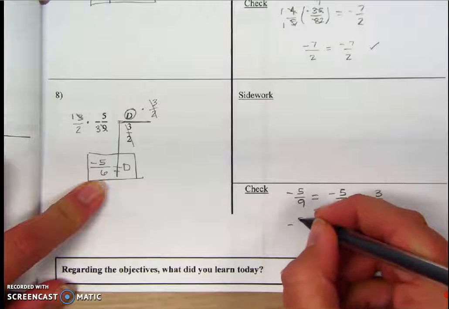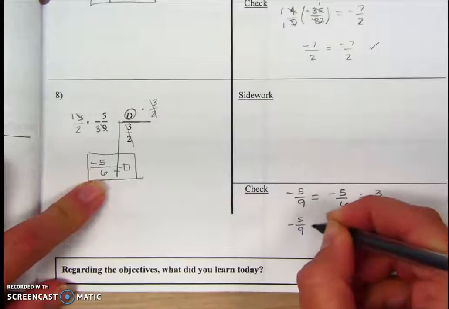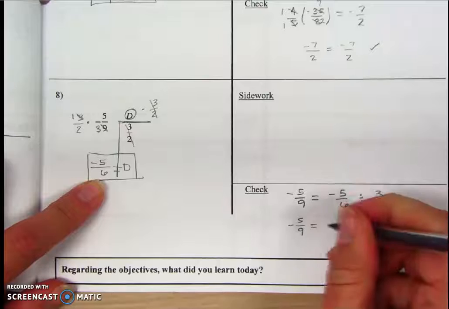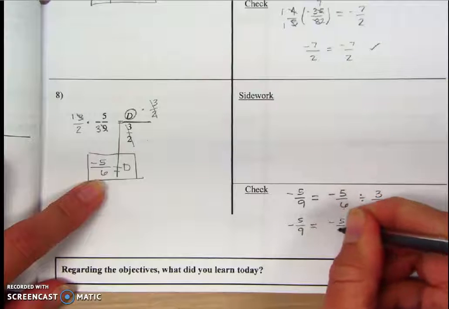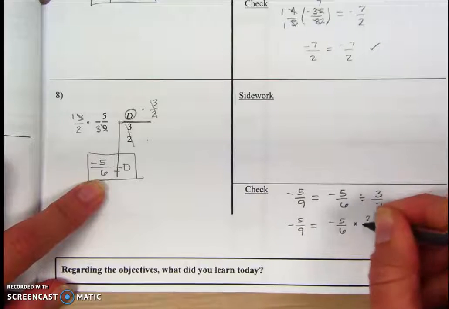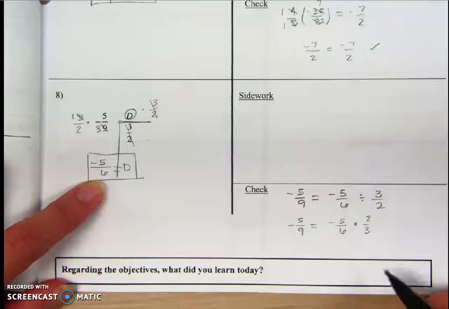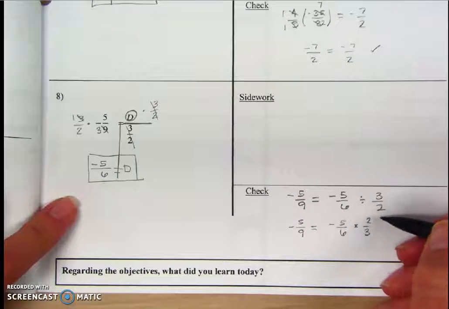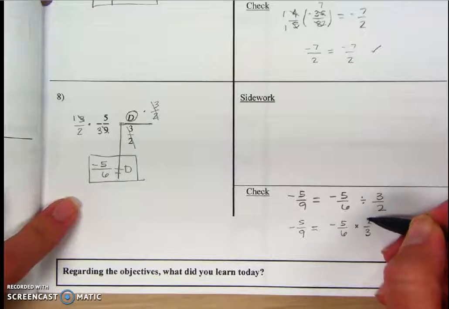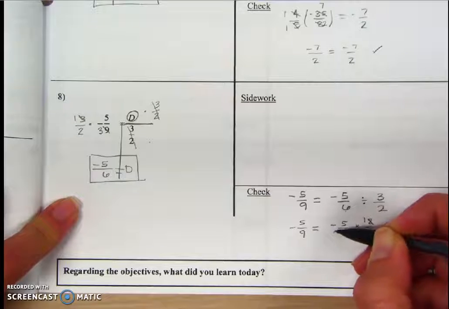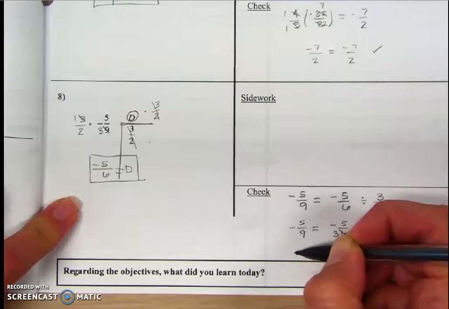All right, I'm going to copy down the answer I'm supposed to get, negative 5/9 equals, remember, keep, change, flip. So I'm going to keep negative 5/6, change to multiplication, flip to 2/3. Now we want to check for any cross-canceling. 5 and 3, no, but 6 and 2 both have 2s. So how many 2s can I take out of 2? 1. How many 2s can I take out of 6? 3.